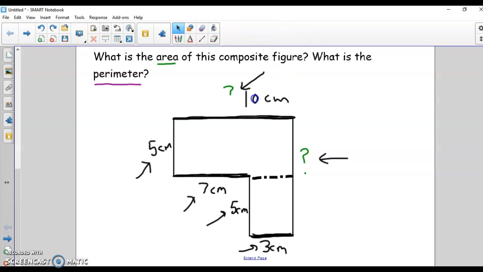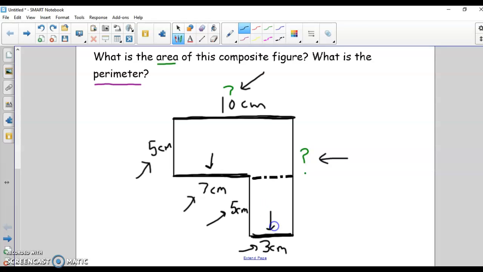Hopefully you were following along. That's going to be 10 centimeters because this line is worth 7, and this line is worth 3. And if you cover up the top section, you can actually see that this and this would cover the same amount of area as this top line here. All right, we found one side.